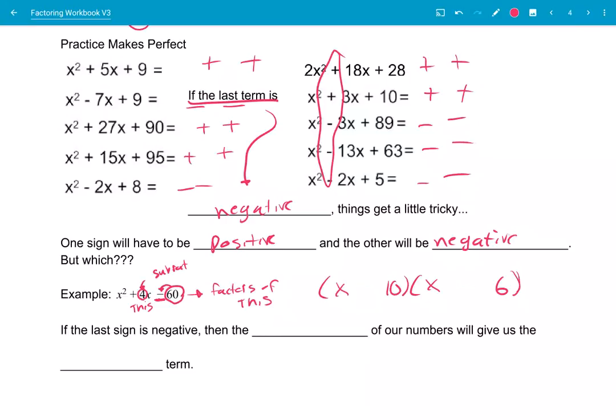How do you tell which? Well, which one minus the other would give me positive 4? And the answer is positive 10 minus 6. Just to summarize that, if the last sign is negative, then the difference of our numbers will give us the middle term.